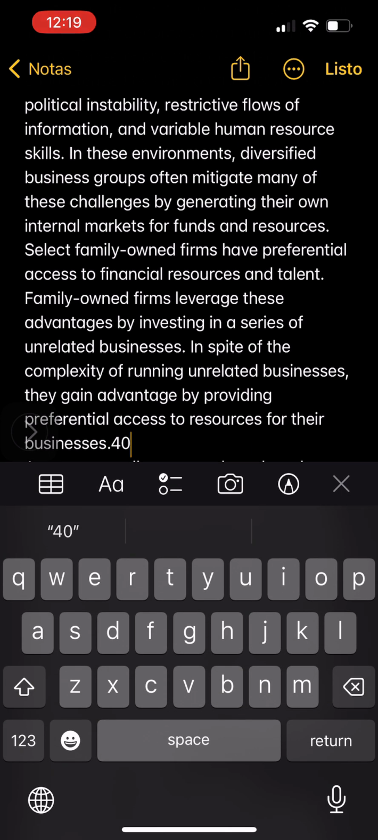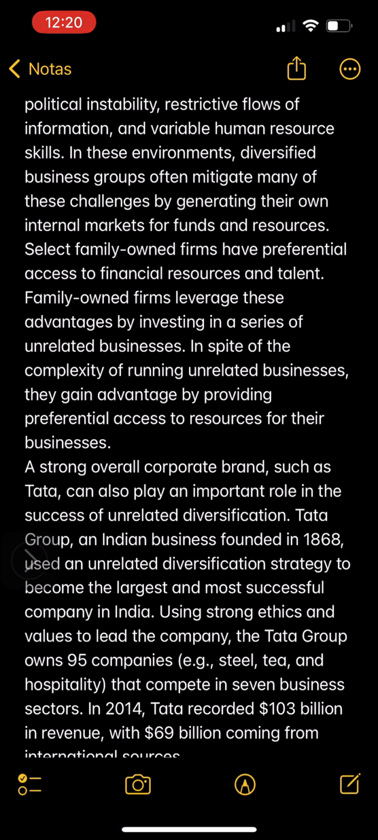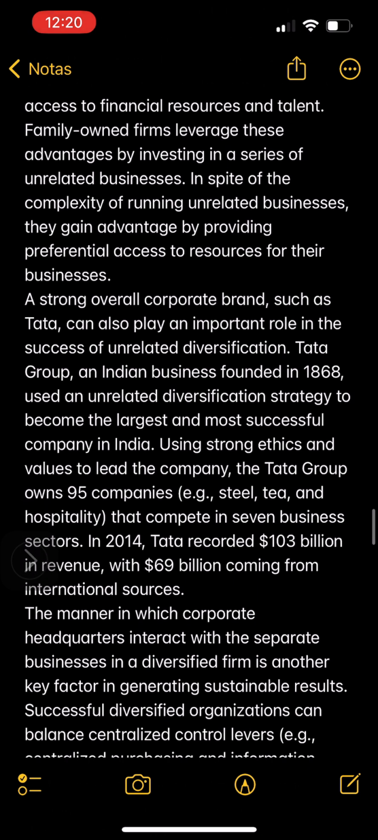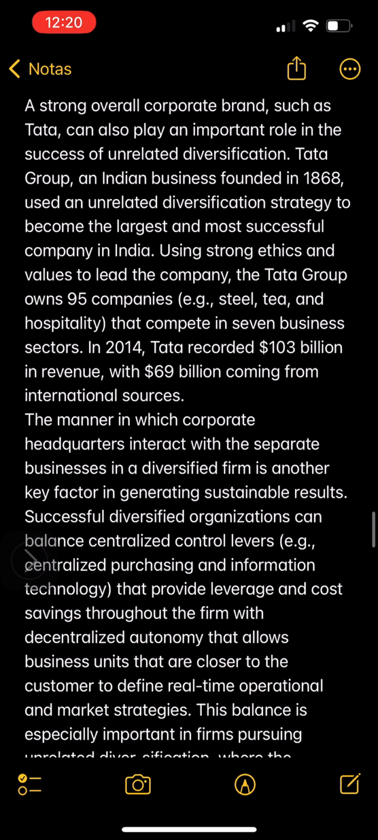unrelated diversification. Tata Group, an Indian business founded in 1868, used an unrelated diversification strategy to become the largest and most successful company in India. Using strong ethics and values to lead the company, the Tata Group owns 95 companies, for example steel, tea, and hospitality, that compete in 7 business sectors. In 2014, Tata recorded $103 billion in revenue, with $69 billion coming from international sources.